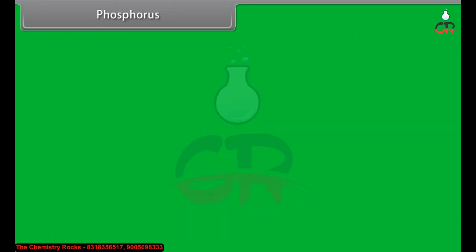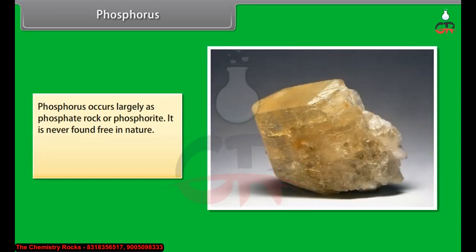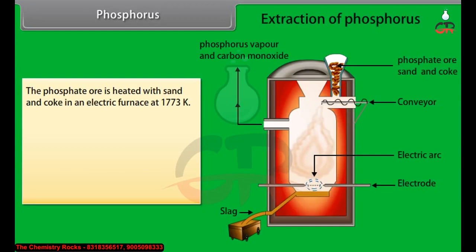Phosphorus. Phosphorus occurs largely as phosphate rock or phosphorite. It is never found free in nature. Bones have a high percentage of calcium phosphate. The phosphate ore is heated with sand and coke in an electric furnace at 1773 Kelvin.